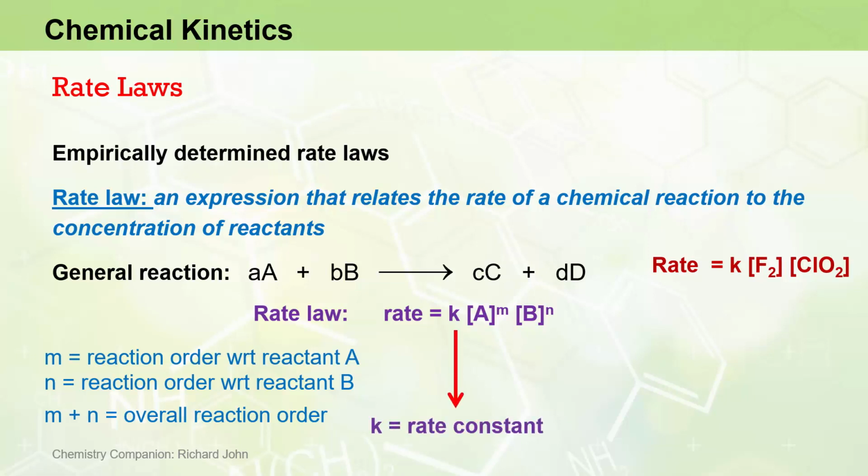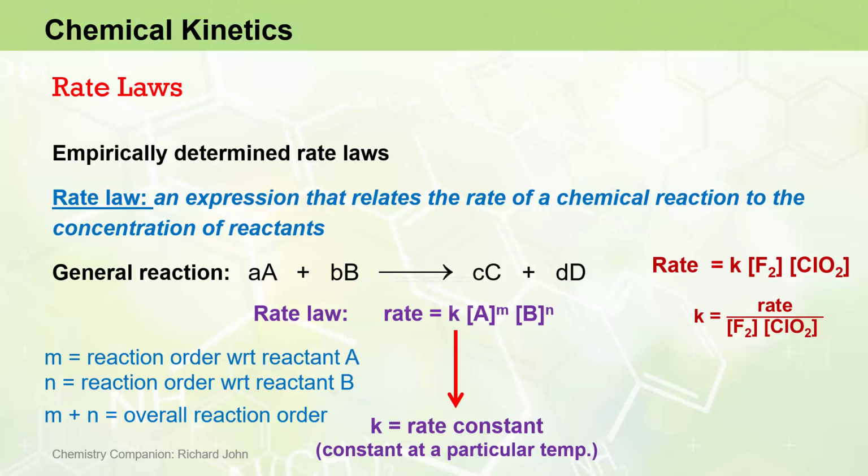The proportionality constant K in a rate law is called the rate constant, and the value of K is constant for a particular reaction at a particular temperature. The magnitude of K can be determined by rearranging the rate law to make K the subject of the mathematical expression, and we'll see how to put that into practice in the next video in this series.